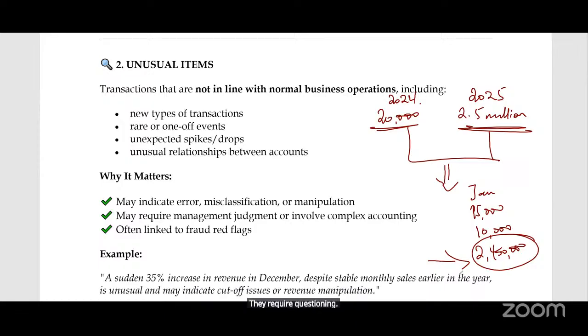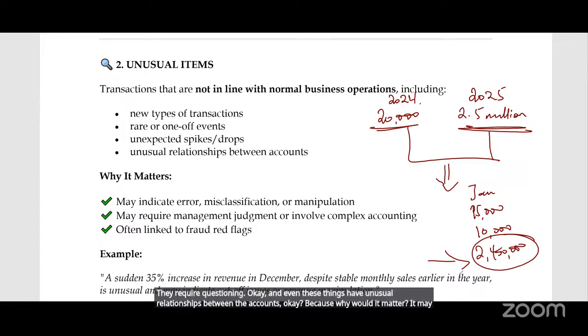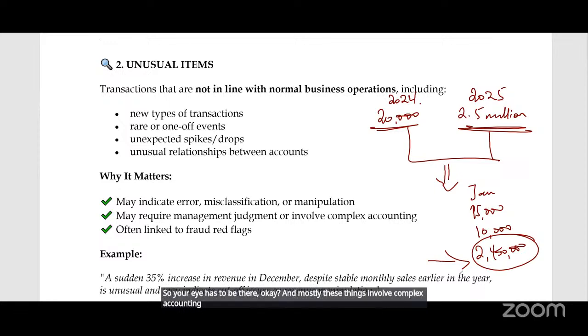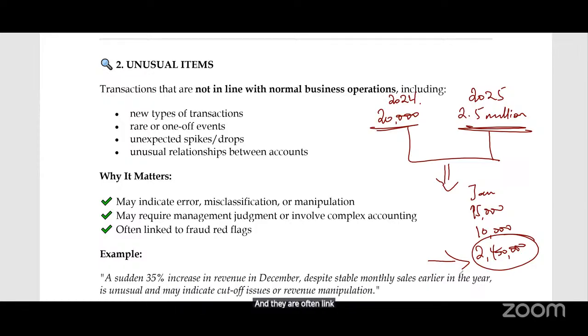Okay, and even these things have unusual relationships between the accounts. Because why would it matter? It may indicate an error, maybe misclassification or manipulation in the accounts. So your eye has to be there. Okay, and mostly these things involve complex accounting or maybe management judgment, like construction contracts, and they are often linked to fraud or red flags.